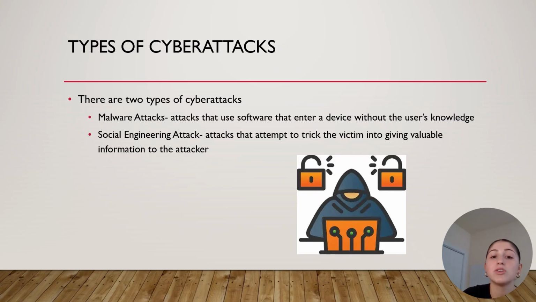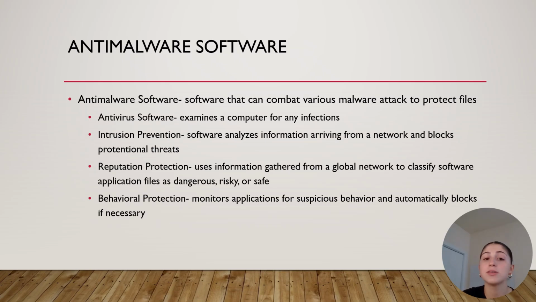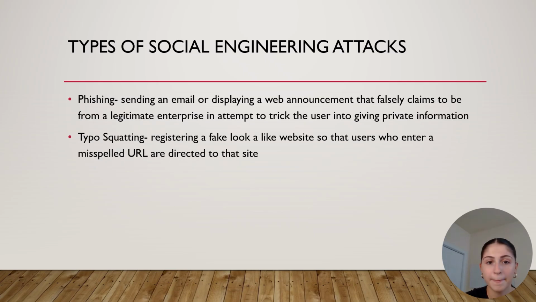Malware attacks are attacks that use software that enter a device without the user's knowledge, while social engineering attacks is an attempt to trick the victim into giving valuable information to the attacker. Here's some different types of malware attacks. We have ransomware, keylogger, Trojan, virus, and here's some ways to prevent malware. We have anti-malware software that can combat various malware attacks to protect files. This includes antivirus software, intrusion prevention, reputation protection, and behavioral protection.